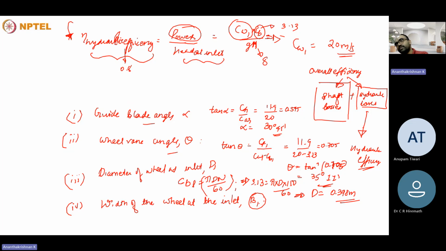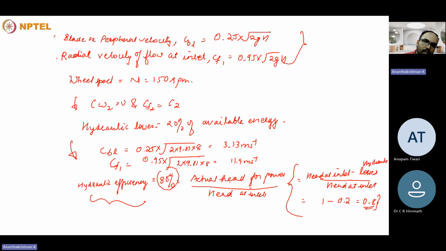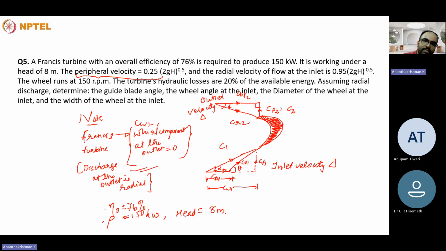And that is quite a different challenge. The overall efficiency is given. So from that, we can actually get the shaft power at the outlet, and the denominator will be the same as the power at the inlet. So what I meant to say is that there is one parameter that is given in the problem: the overall efficiency of 76%, not the hydraulic efficiency.